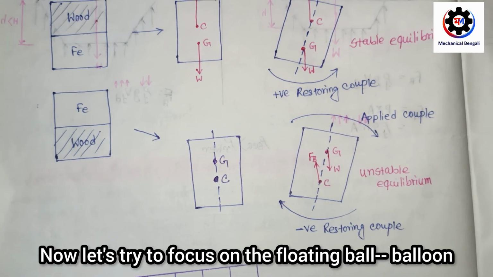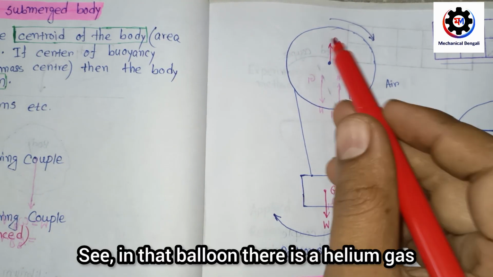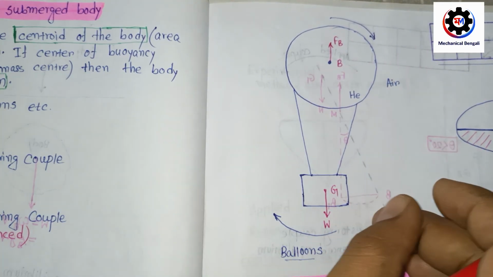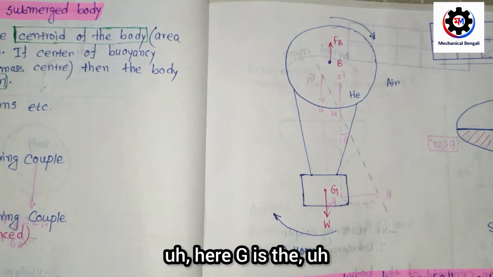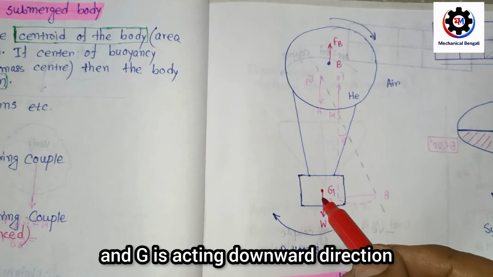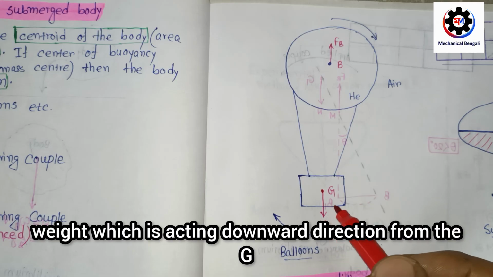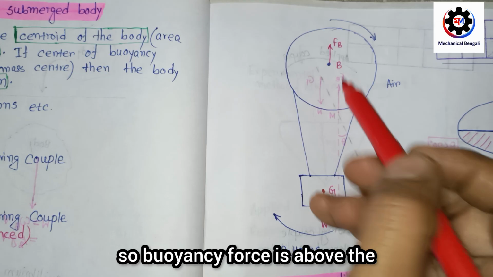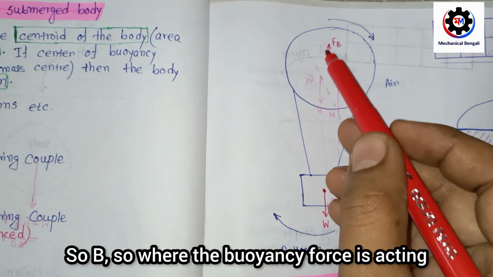Now let's focus on the floating balloon. In the balloon there is helium gas, and this floating balloon is in the air. Here G is the center of gravity, and the weight is acting in the downward direction from G. And there is a buoyancy force, which is above the center of gravity at B, acting in the upward direction.